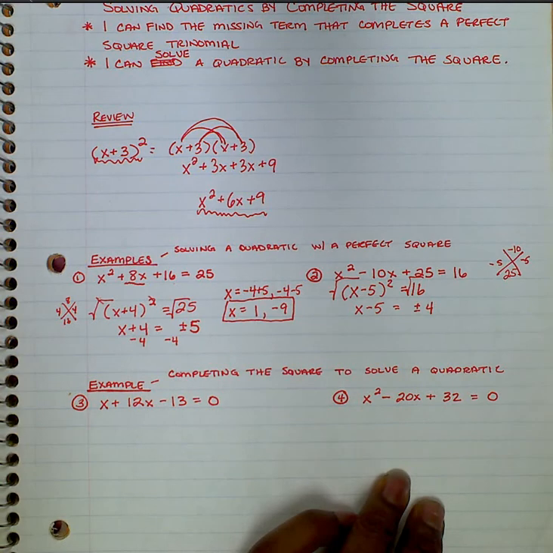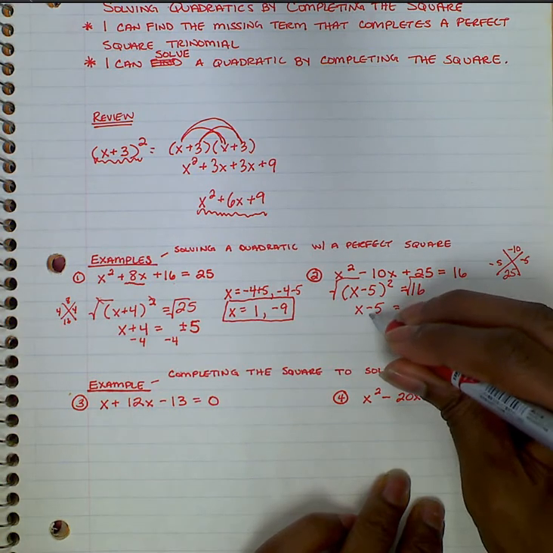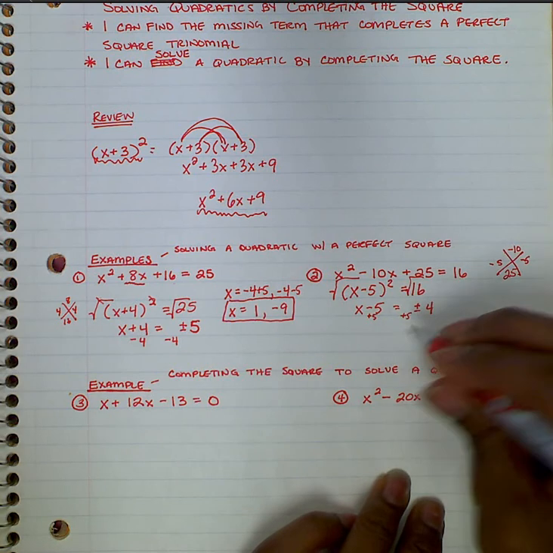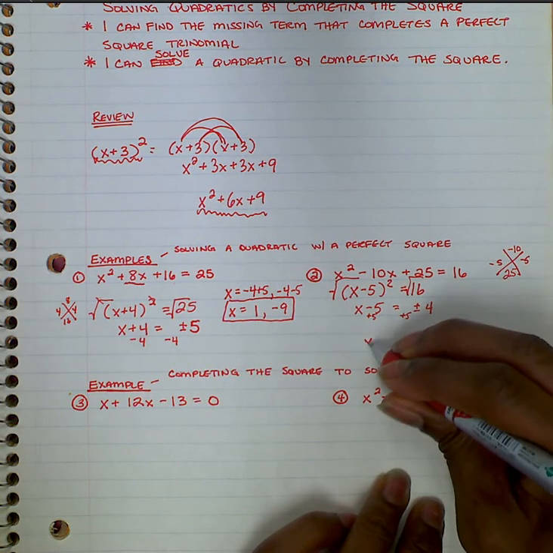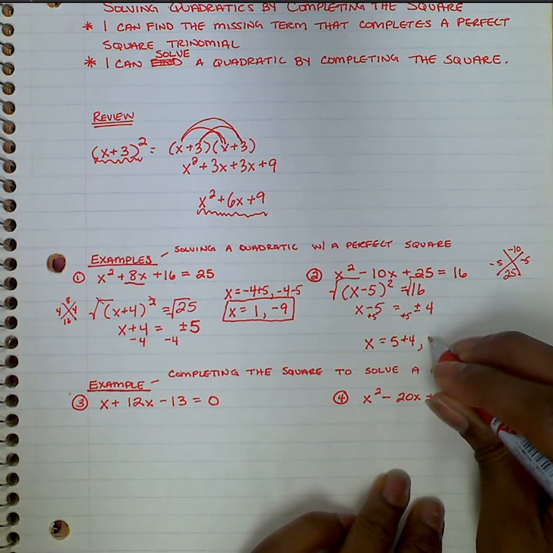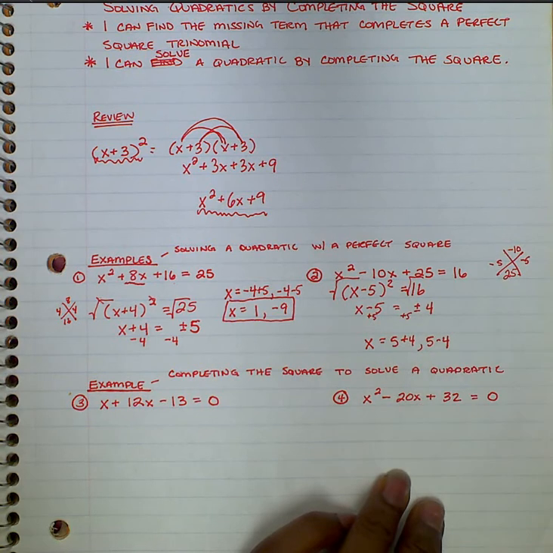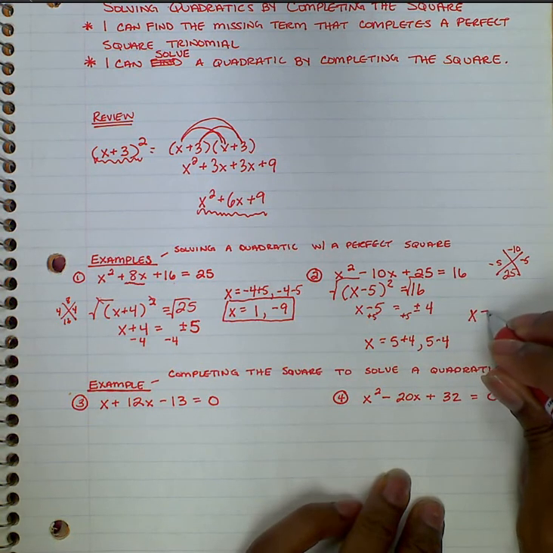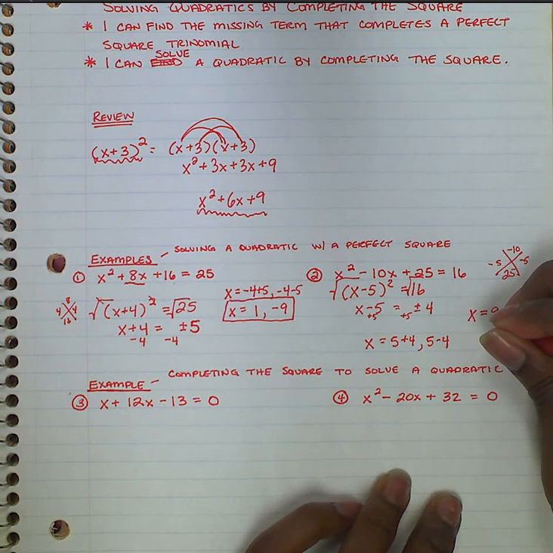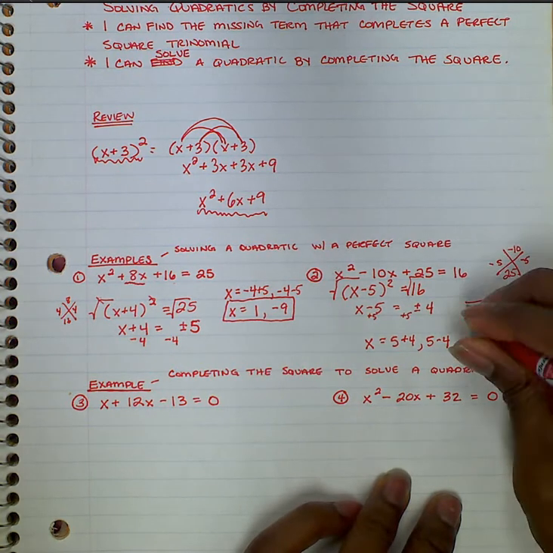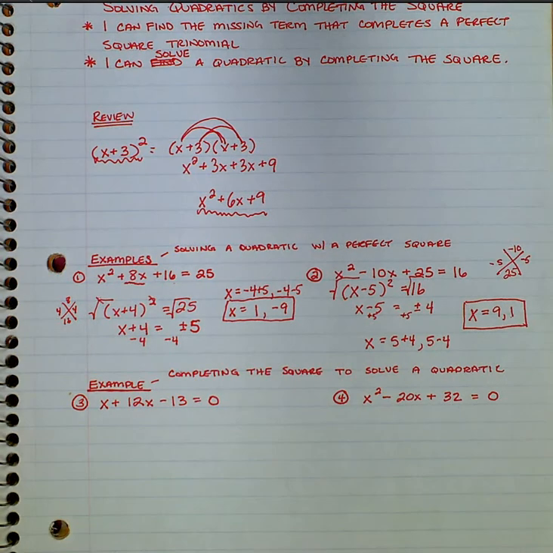So in this case now, to get x by itself, we would add 5 to each side. So we'd have x equals 5 plus 4. We'd also have x equals 5 minus 4. I'll rewrite that answer up here. So that means x would equal 9 and 1. I guess good problems I picked out, they look the same. At least their solutions do.